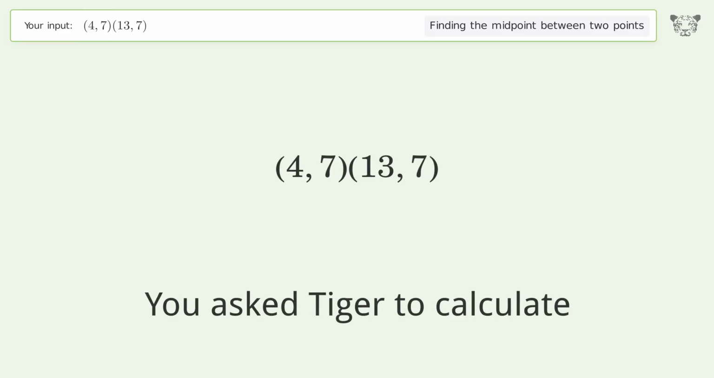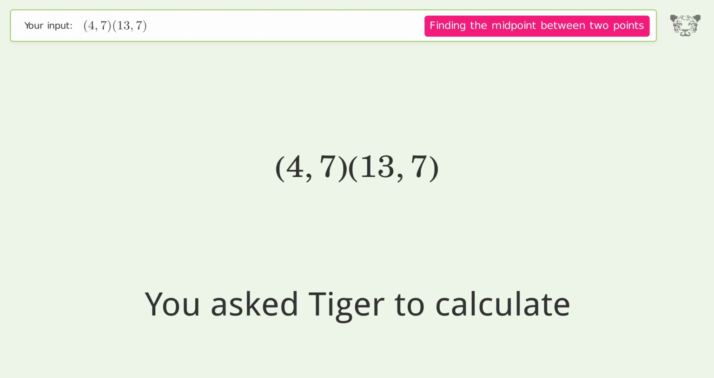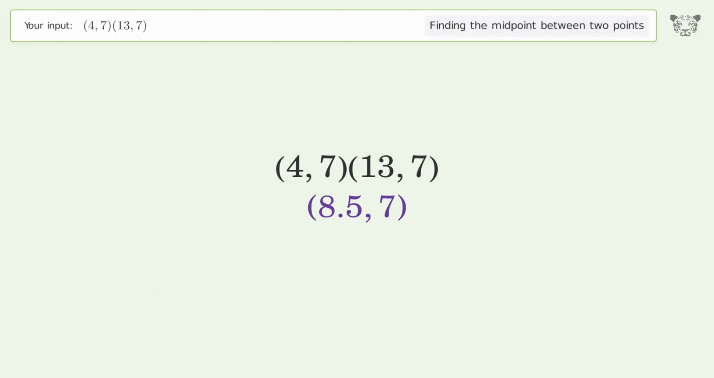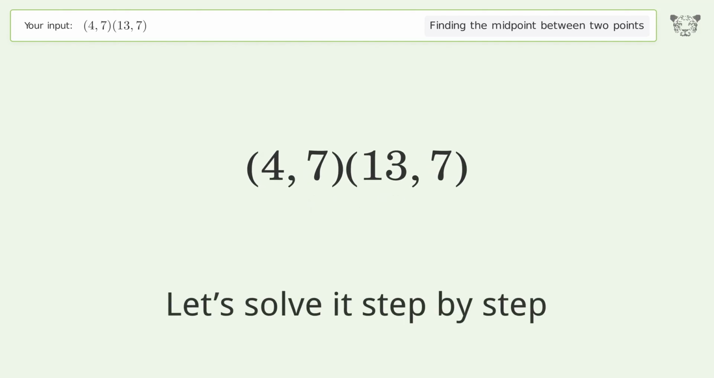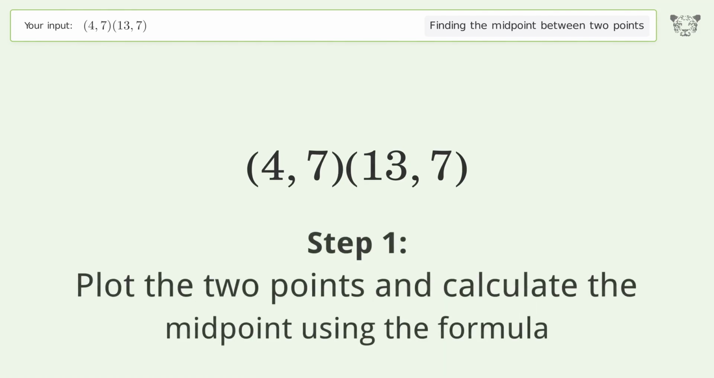You ask Tiger to calculate. This deals with finding the midpoint between 2 points. The midpoint between the 2 points is 8.57. Let's solve it step by step. Plot the 2 points and calculate the midpoint using the formula.